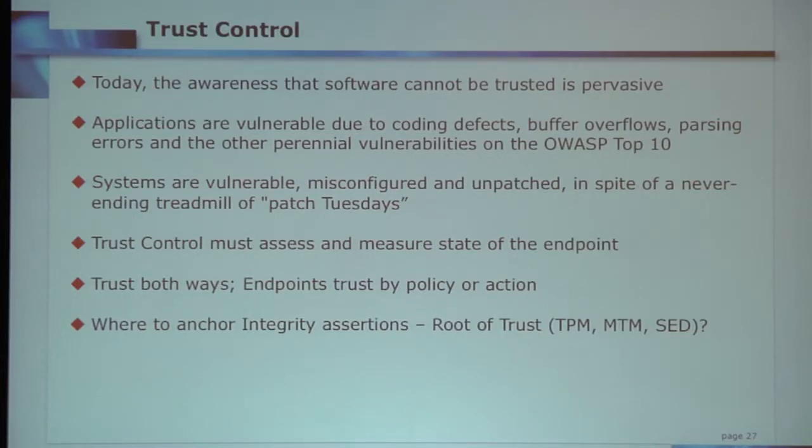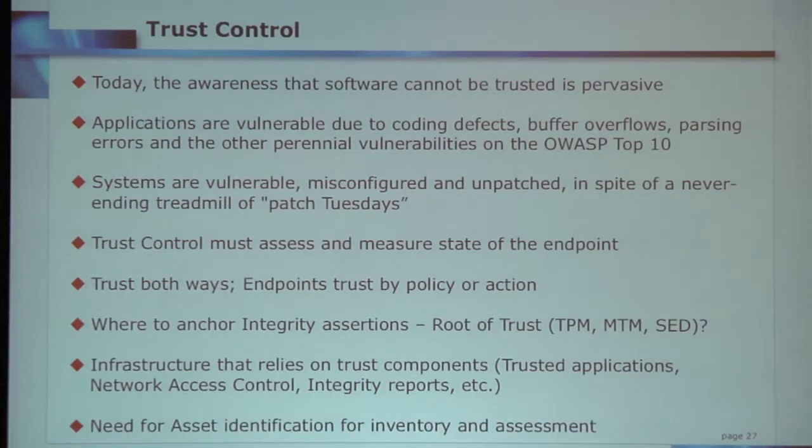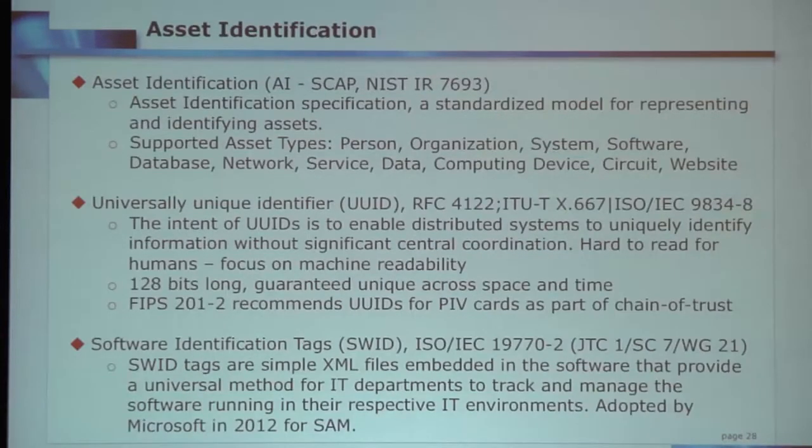Then a big question, of course, is, okay, so where do I anchor my integrity assertions? So here we have the critical element of root of trust in the form of TPM chips, MTM, and self-encrypting drives. And then the infrastructure that is built of those various components ultimately has to rely on the trustworthiness of the components that make up the infrastructure. So here we have elements such as trusted applications, network access control, integrity reports, and so forth. And of course, what that means also is that at the base level, there is a need for asset identification, for inventory and assessment.